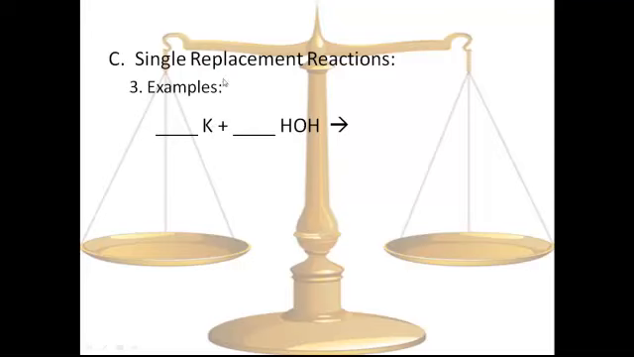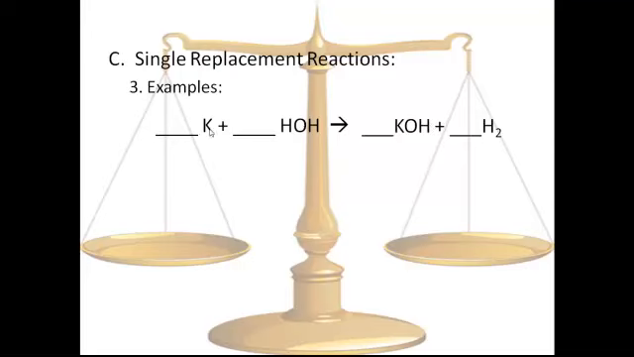So potassium here is going to kick out H. Now when H gets kicked out, it's part of that special 7, so it has to exist as H2. When K comes in to bond with OH, we've got to think ionic. K has a +1, OH has a -1. So those +1 and -1 will cancel, and then here's your H2.